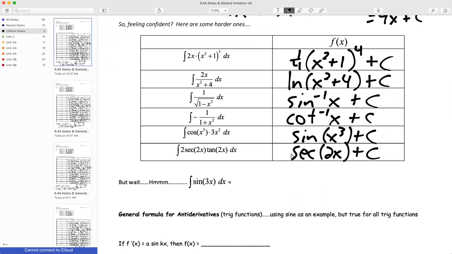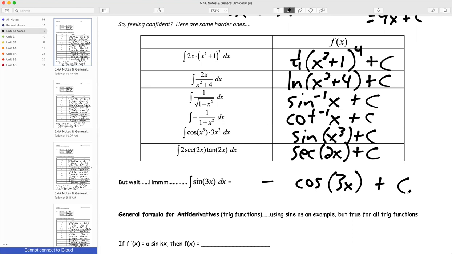Okay. So let's look for just a second. If we have the integral of the sine of 3x, I'm going to take the antiderivative of sine of 3x, which gives me negative cosine of 3x. However, this is not the correct answer, okay, yet.